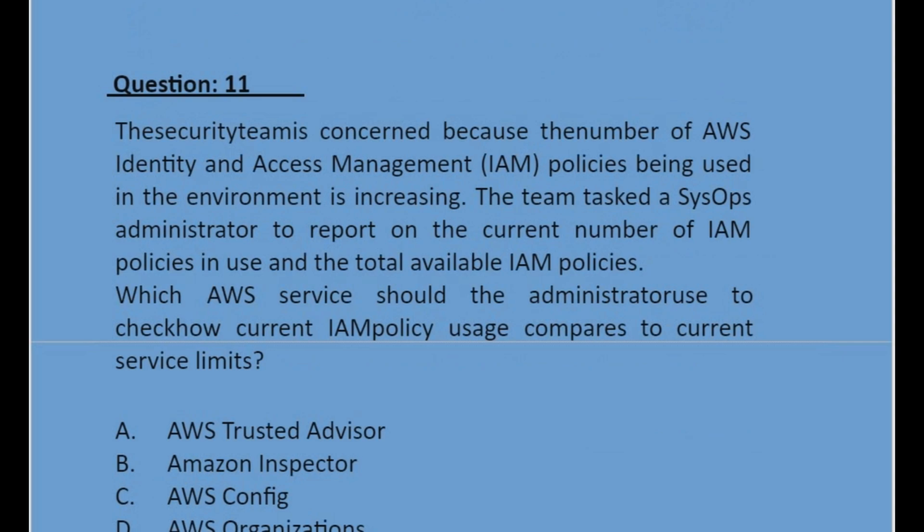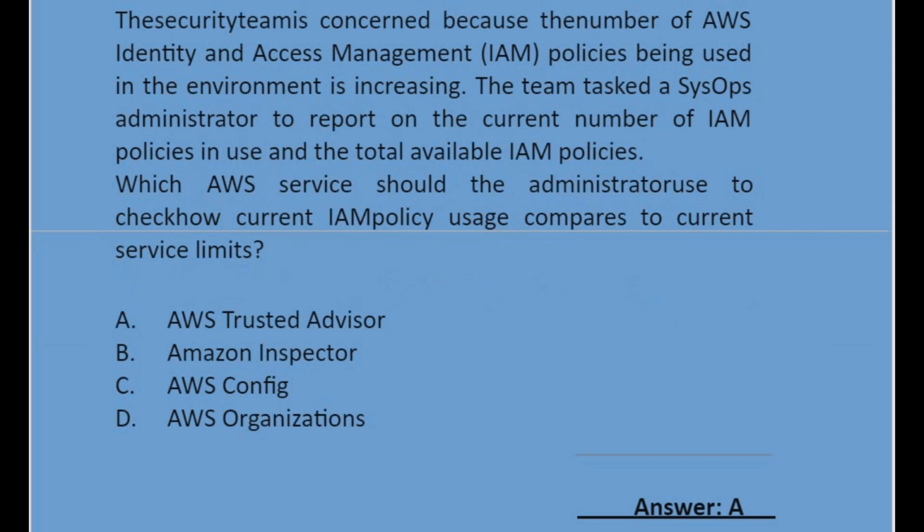Question is, the security team is concerned because the number of AWS Identity and Access Management (IAM) policies being used in the environment is increasing. The team has tasked a SysOps administrator to report on the current number of IAM policies in use and the total available IAM policies. Which AWS service should the administrator use to check how current IAM policy use compares to current service limits?